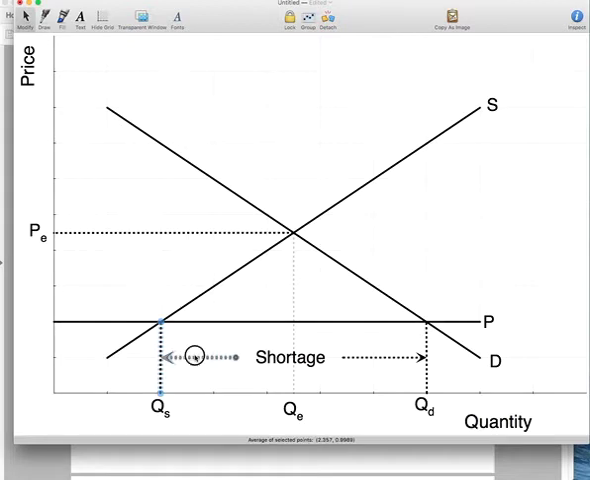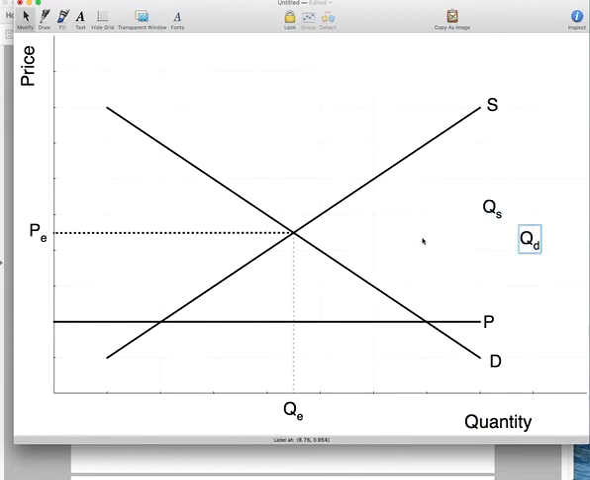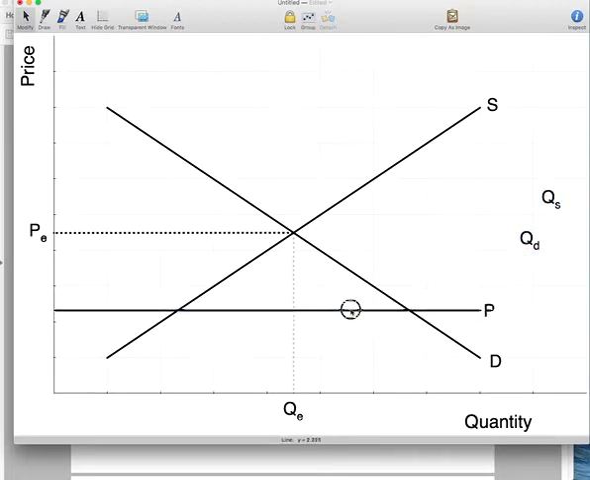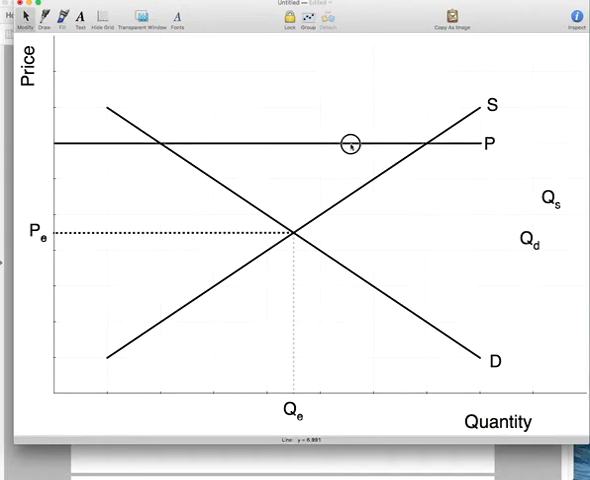Alternately, you could be asked to graphically illustrate a surplus. So let me move the QD and QS out of the way. And the way we do that is that we need to have a price that is above the equilibrium price. So here we have a price above the equilibrium price, and we go through the same process. We follow the price until we hit what is the first curve, which is D. That gives us the quantity demanded right there. So I label that as QD.